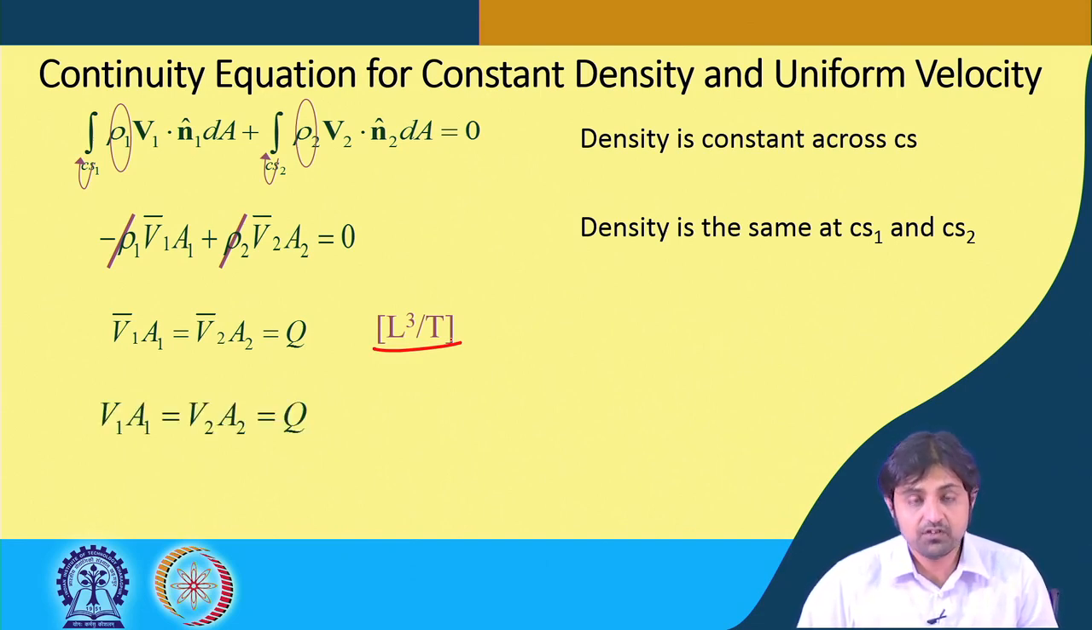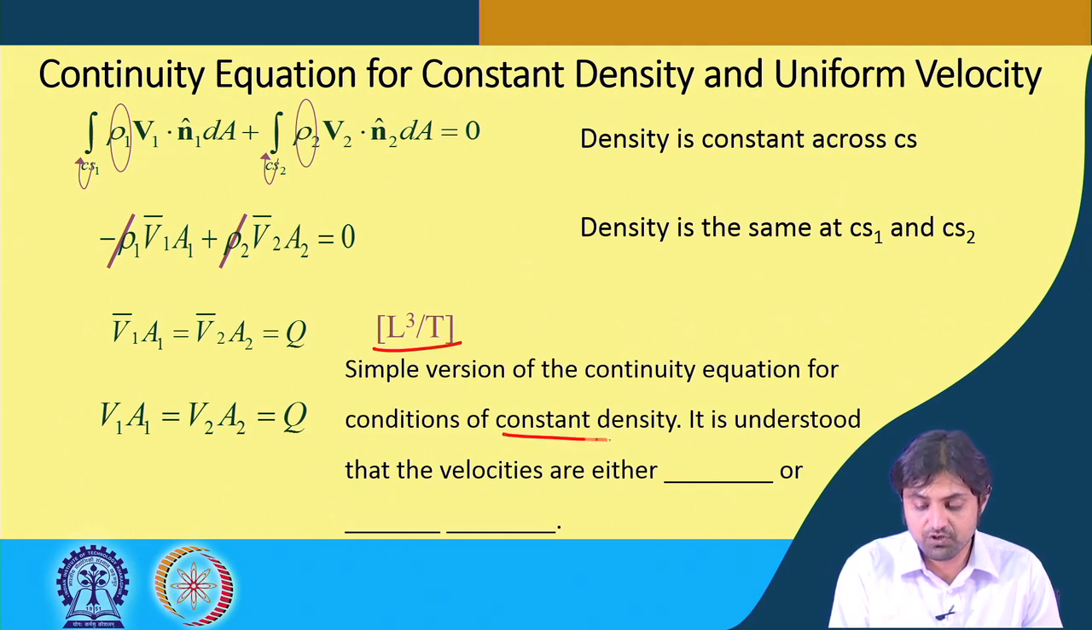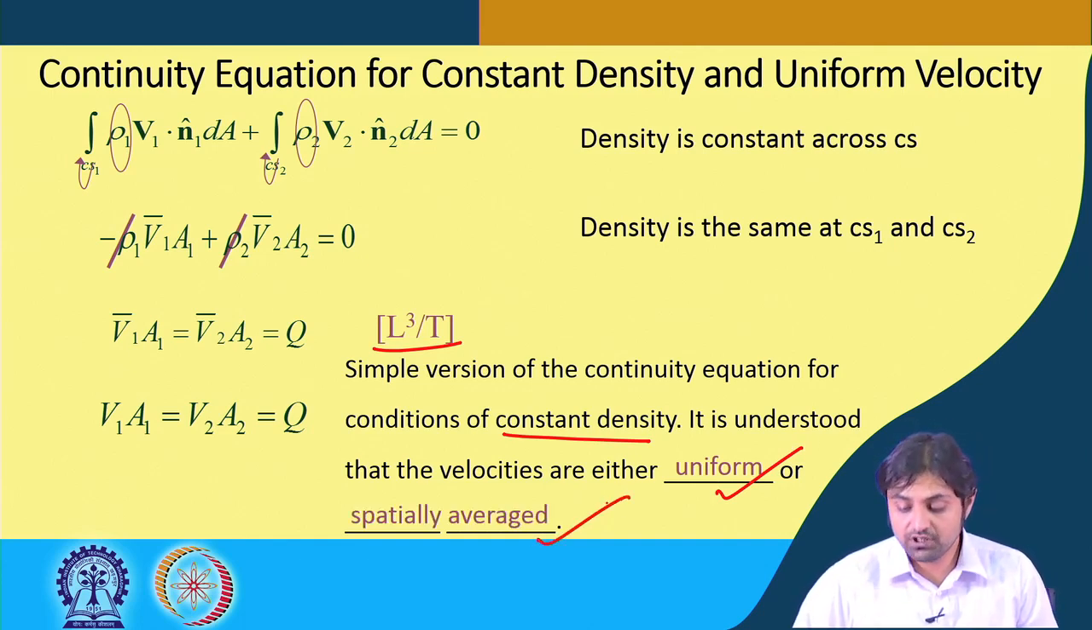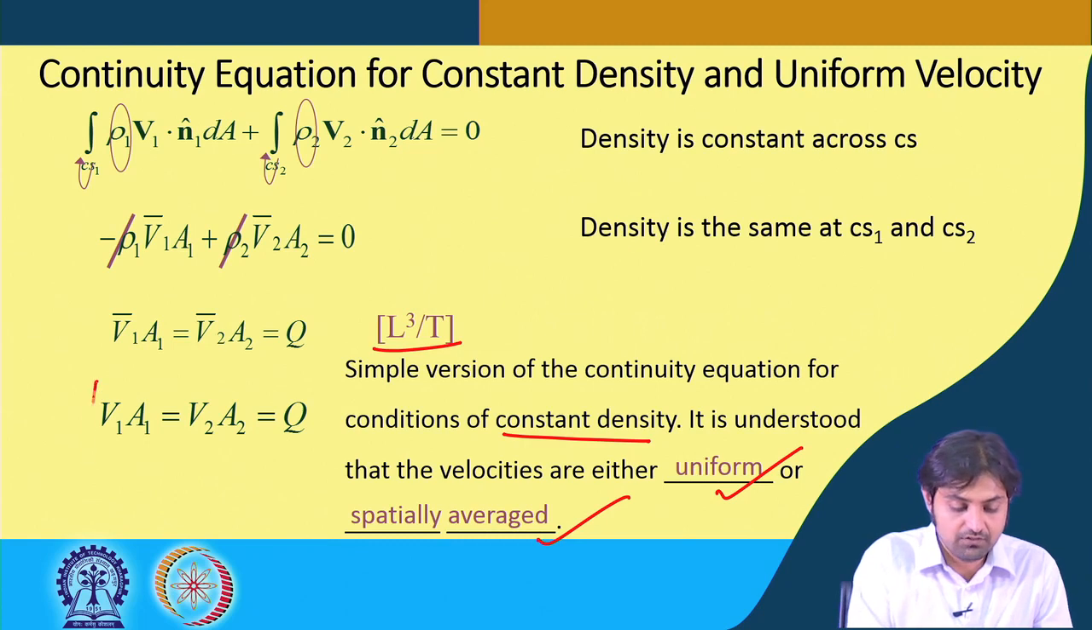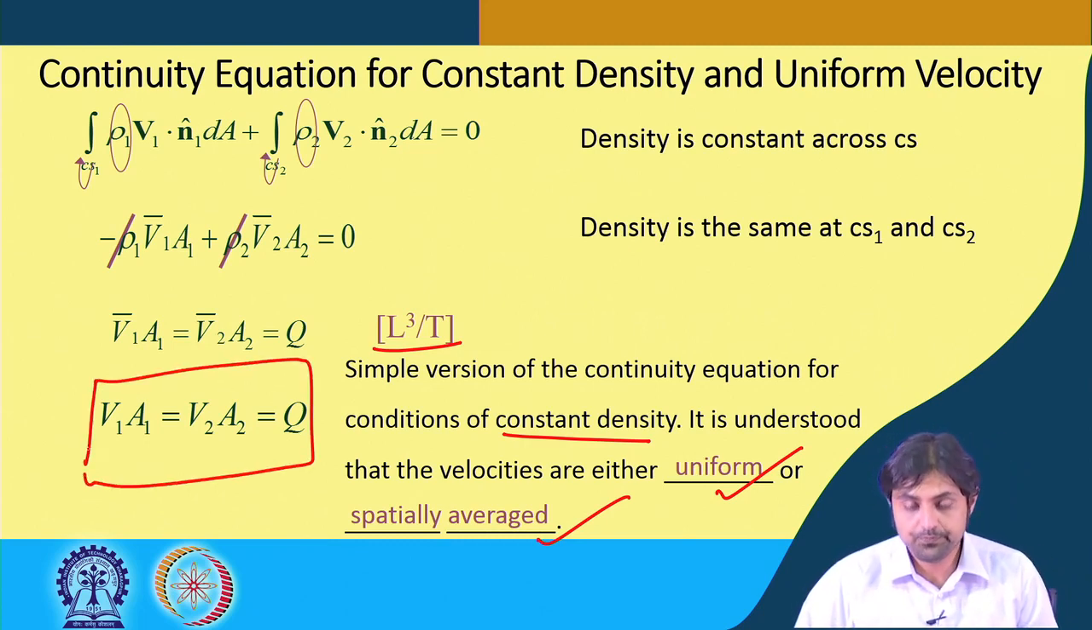So, v1 A1 is equal to v2 A2 is equal to Q. This is the simple version of the continuity equation for conditions of constant density. It is understood that the velocities are either uniform or spatially averaged. In both cases, this is the equation of continuity. Okay.